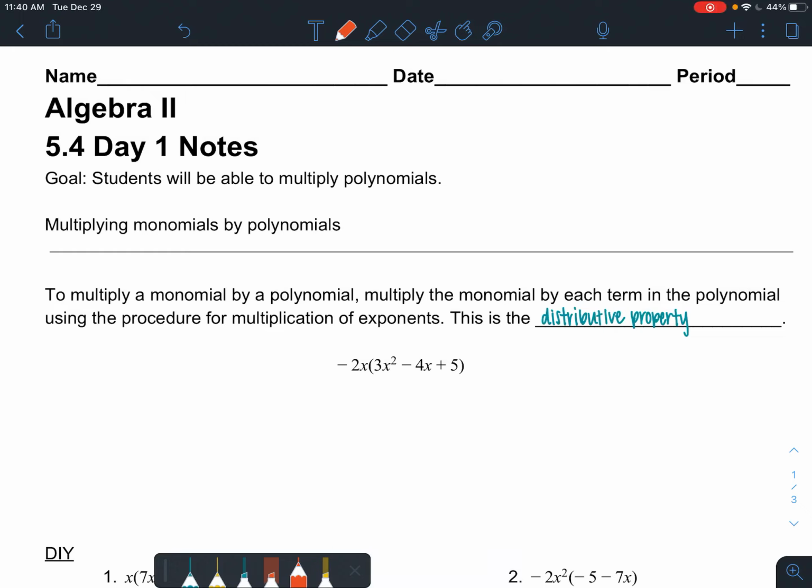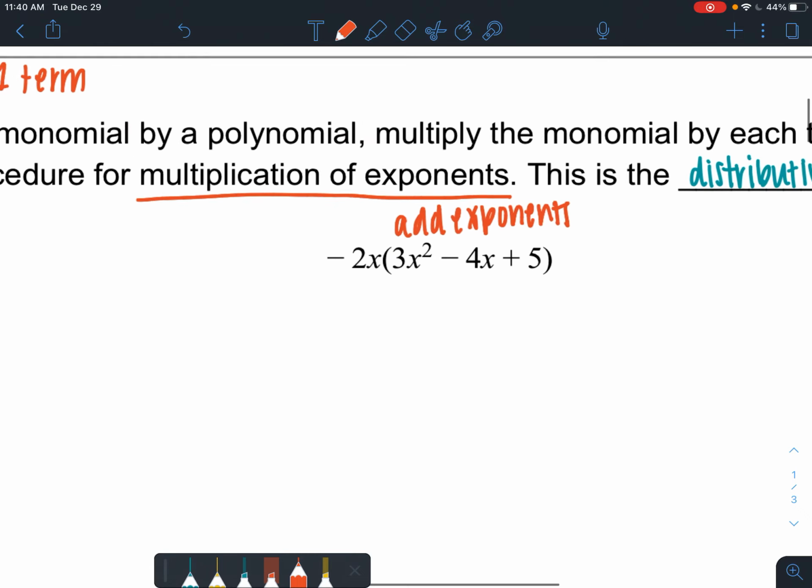Today we're talking about multiplying polynomials. So when we multiply a monomial by a polynomial, a monomial is one term, we're going to multiply the monomial by each term in the polynomial using the procedure for multiplication of exponents. All this means is we add the exponents together. And this is the distributive property, is all it is.